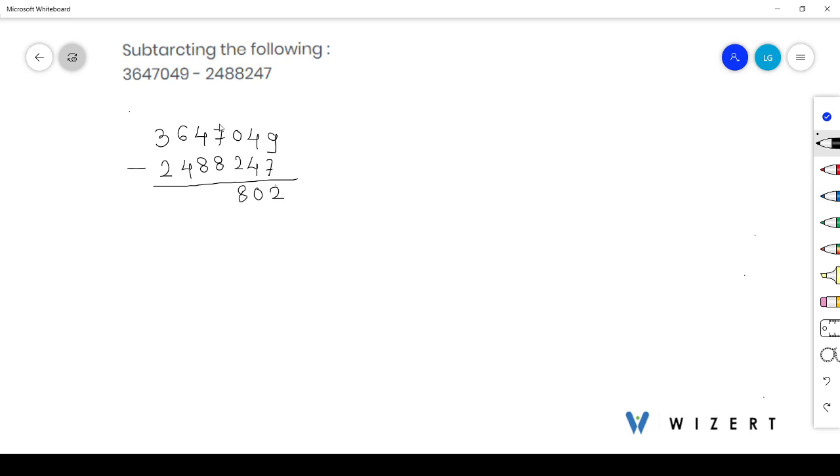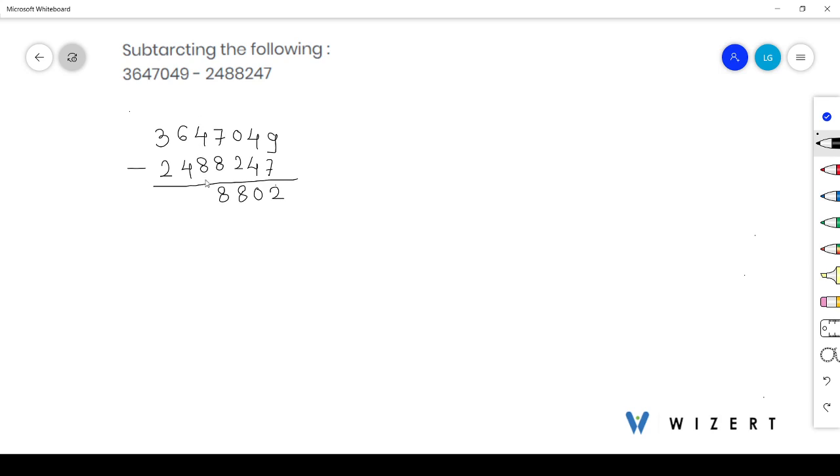Again 6 minus 8 is not possible. So we borrow from the 10,000s place. That will convert to 3 and that 6 will convert to 16. So 16 minus 8 is 8.